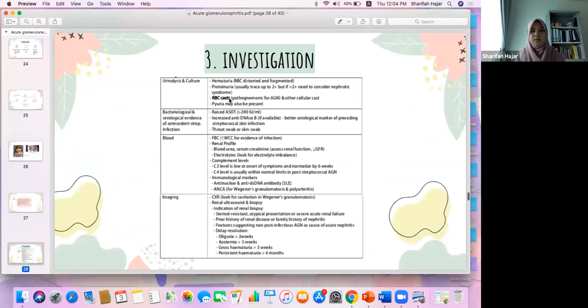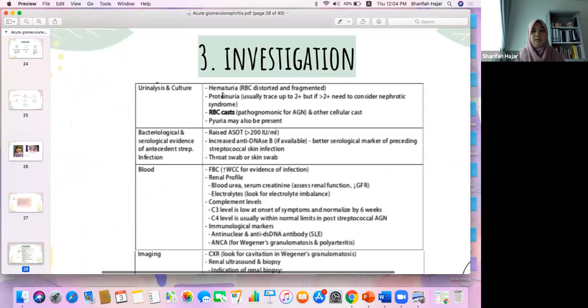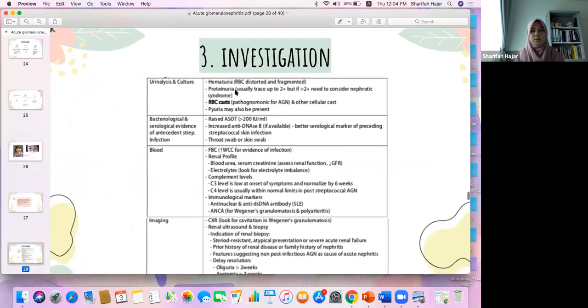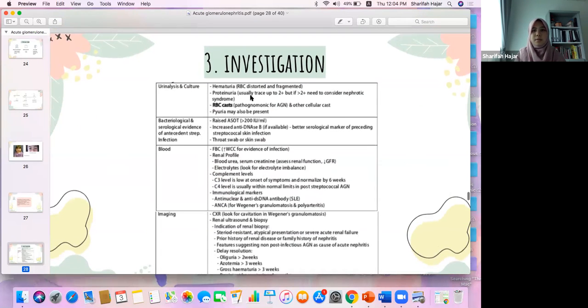So for the urinalysis and culture, there is hematuria and then proteinuria. It usually does not have a massive proteinuria like in nephrotic syndrome, but it can also trace up to 2+ or even more than 2+, then we can consider nephrotic syndrome. And there is also red blood cell cast in the culture. So this is very suggestive of the nephritic syndrome. And also pyuria may also be present.